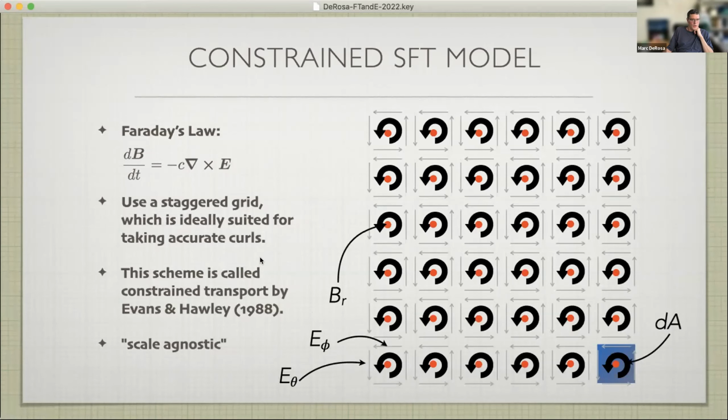And this scheme was called constrained transport by Evans and Hawley in 1988. And so that's why Marc Chung called this type of model a constrained surface flux transport model.